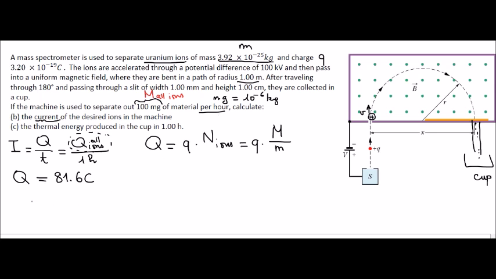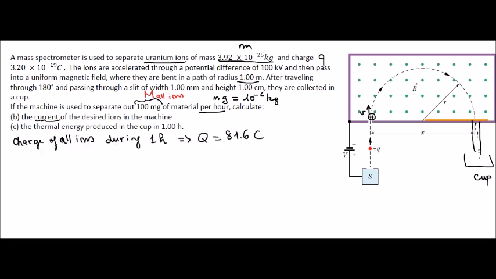Well, now it's trivial. What is the current? That's the charge per time. So that's 81.6 coulomb per 1 hour, that's 3,600 seconds. And this gives me 0.0227 ampere.